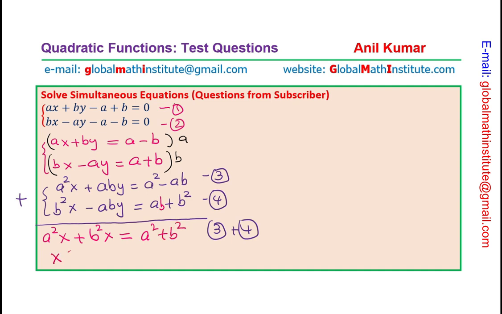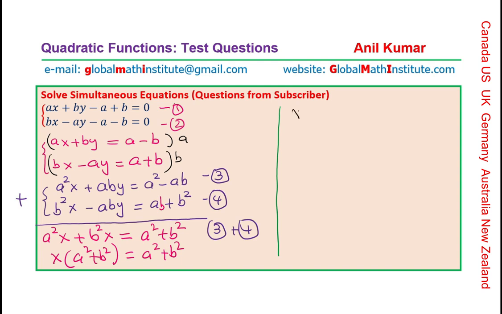Now, if x is common, then you have (a squared plus b squared) x on the left hand side also, right? So clearly from here, what is the solution? Well, x is equal to a squared plus b squared, again divided by a squared plus b squared, which indeed is 1. So we know x is 1, right?